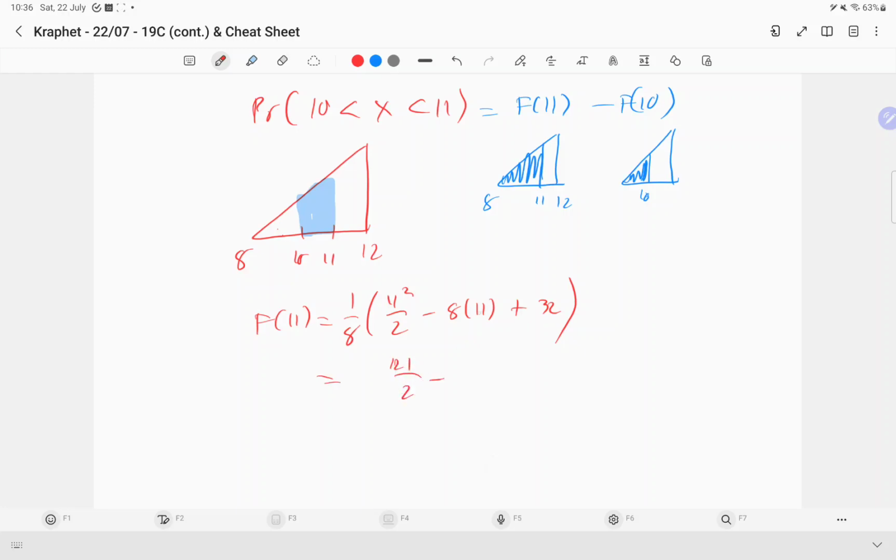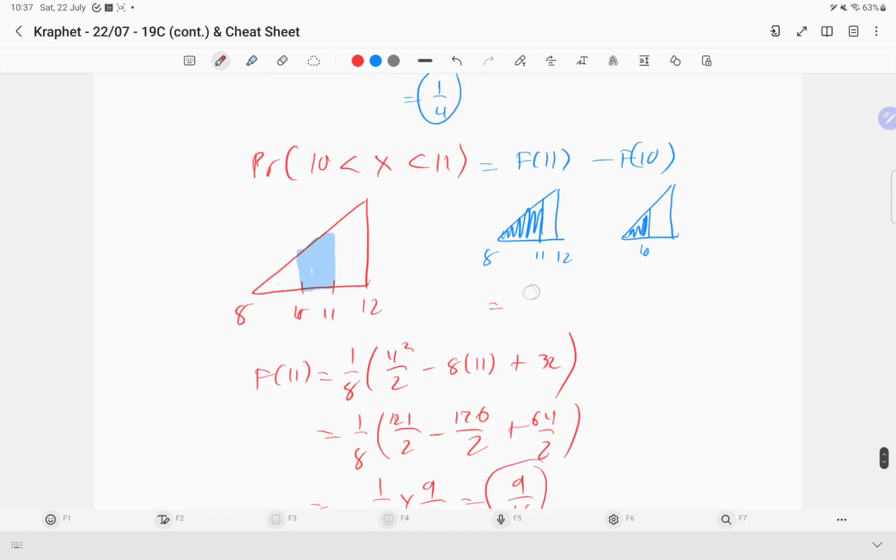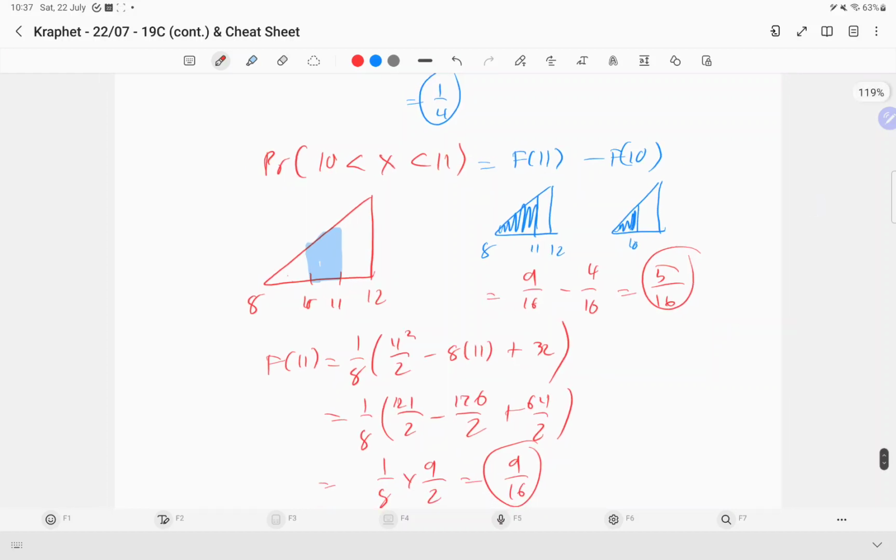121 over 2 minus 88, so that will be 176 over 2 plus 64 over 2. And then everything is times 1 over 8. Okay, so that'll be 121 plus 64 is 185. 5 minus 176 is 9 over 2. Right, so that'll be 9 over 16. Okay, so that's big F11. So that would be 9 over 16 minus 1 over 4, which is 4 over 16. And the answer will be 5 over 16 is the area between 10 and 11.